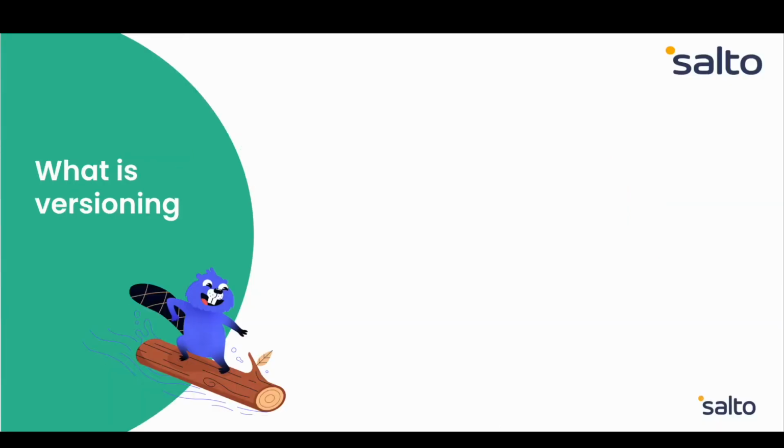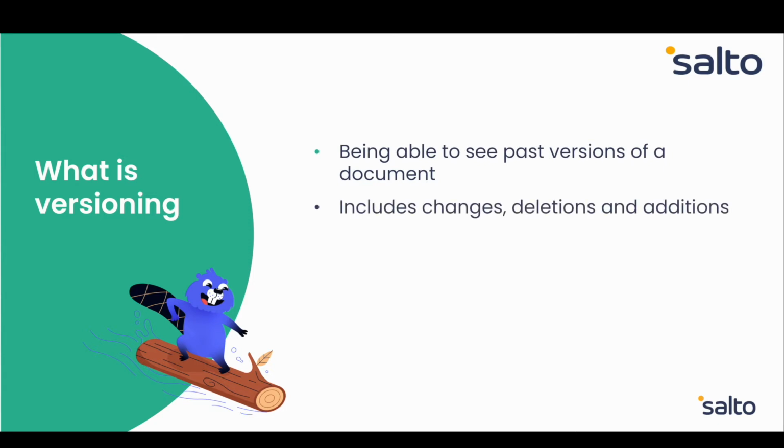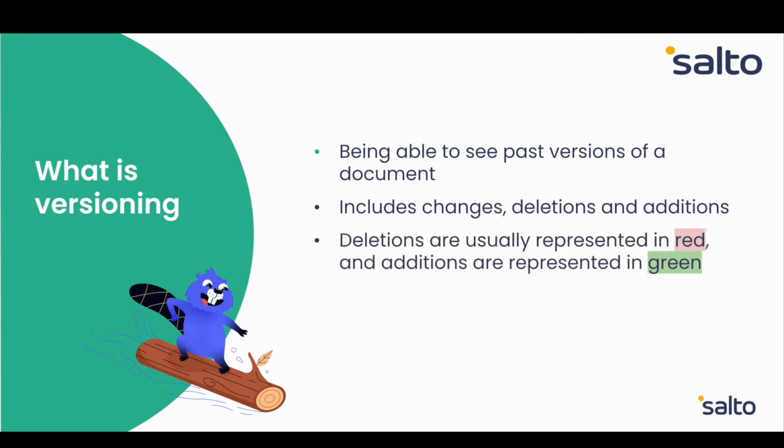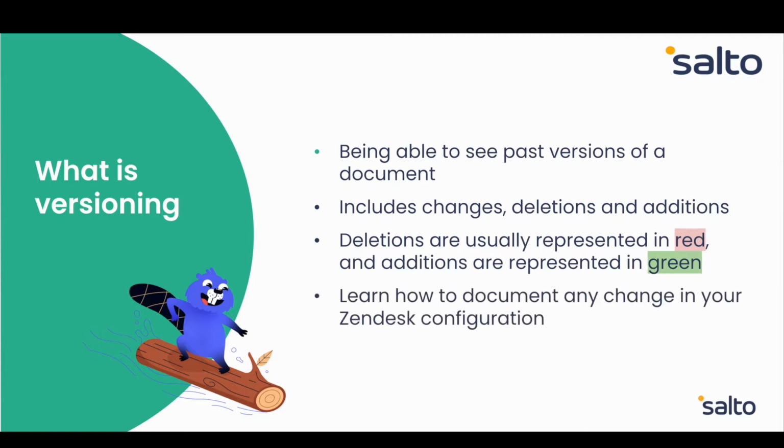Now, generally speaking, versioning is the ability to see past versions of a document, and this includes changes, deletions, and additions. Typically, something that is removed is represented in red, and something that is added is represented in green. Now, you may be wondering, why is this important? Well, learning how to understand versions is a crucial skill to help you document any change in your Zendesk configuration using Salto. So let's see a few examples of versioning in the real world.